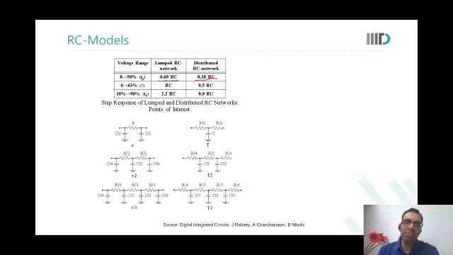So what does it mean? It means that we should not use a lumped model. Instead, we would want to use something like a pi model. So you see, this looks like a pi or like a T model.